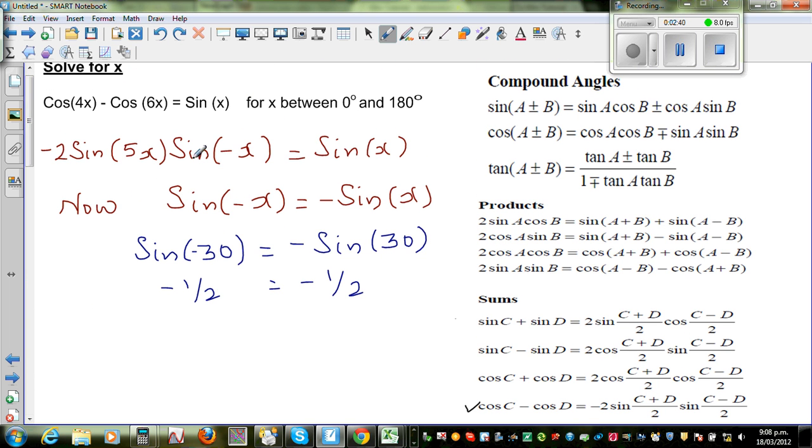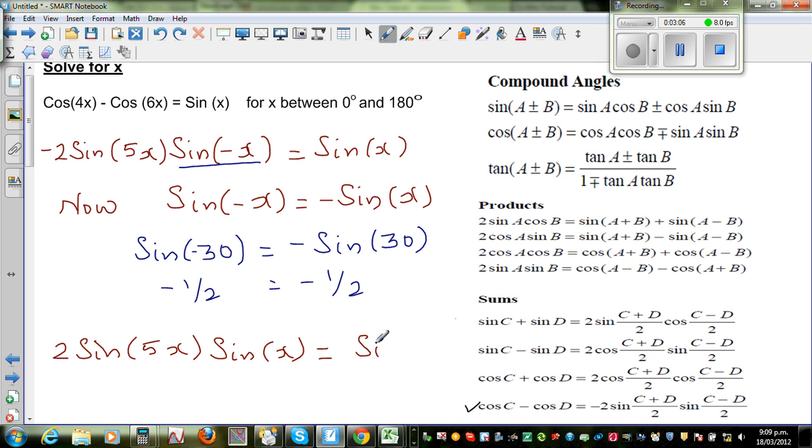So in place of sine minus x, I can use minus sine x, which will make this positive. So the next step I can write as 2 sine 5x times sine of x is equal to sine of x.